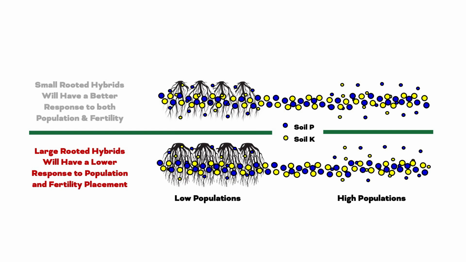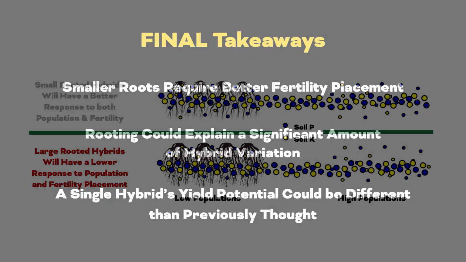The other point he made was that larger-rooted hybrids have less response to increased populations and/or fertility placement. I would say larger-rooted hybrids, and again, we're going to talk about root architecture, actually have a negative response to increased populations.